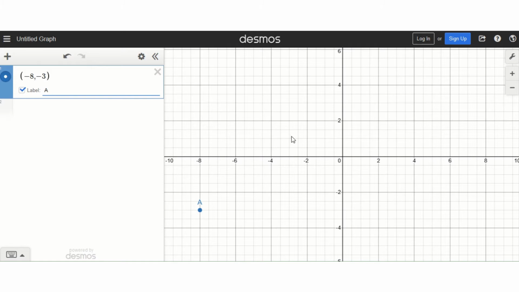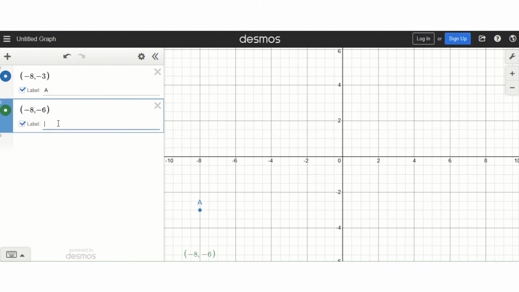Okay, so that's your point number one. Next point that we are going to plot, you can see how Desmos is drawing the point. Next point is -8, comma -6. We are going to label it as point number B. You can see how the green dot is now made.